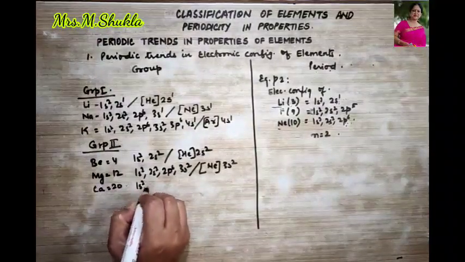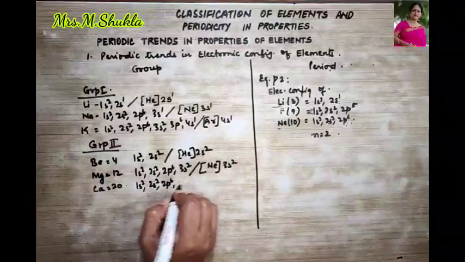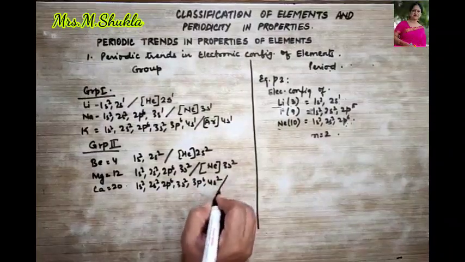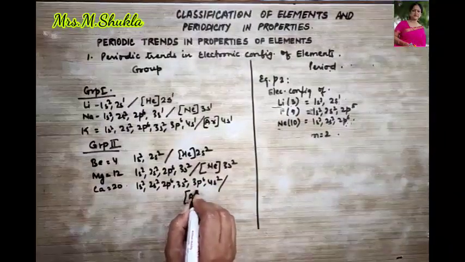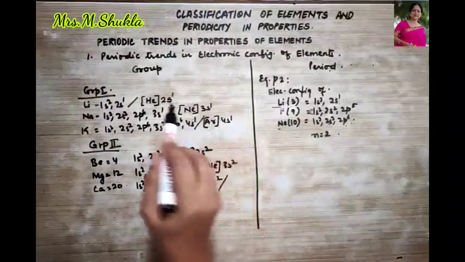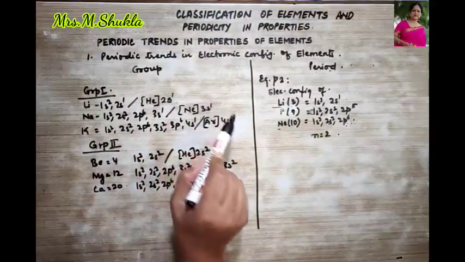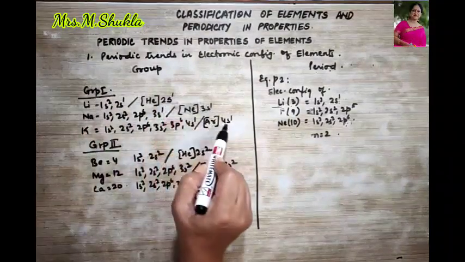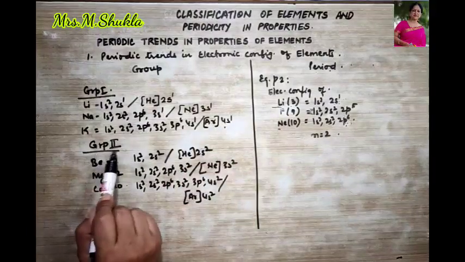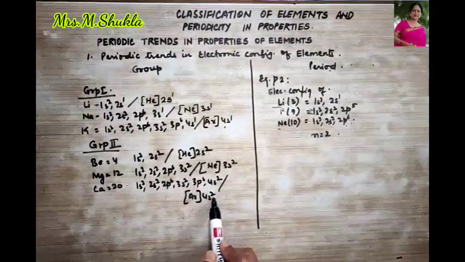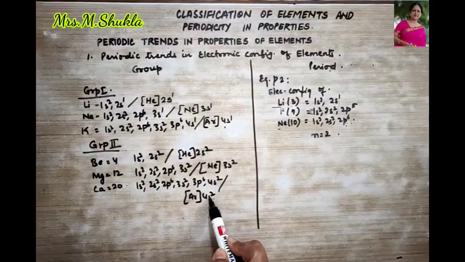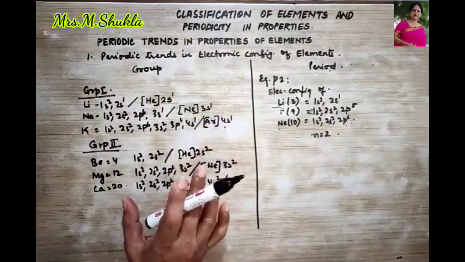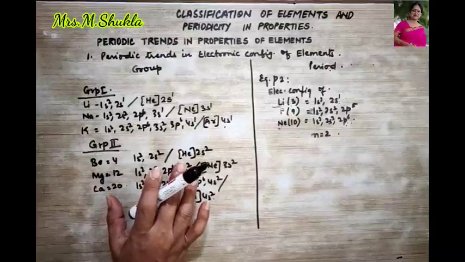So it can be written as 1s2, 2s2, 2p6, 3s2, 3p6, 4s2, which can also be written as argon 4s2. So look over here. When in the outermost shell you see one electron, then it is from group 1 and they all have similar electronic configuration. Group 2, they all have 2 electrons in the outermost shell. They have similar electronic configuration. But the 2 different groups, they have different electronic configuration. I hope till here it's clear.